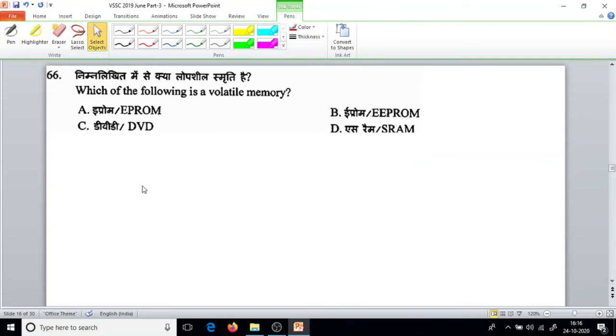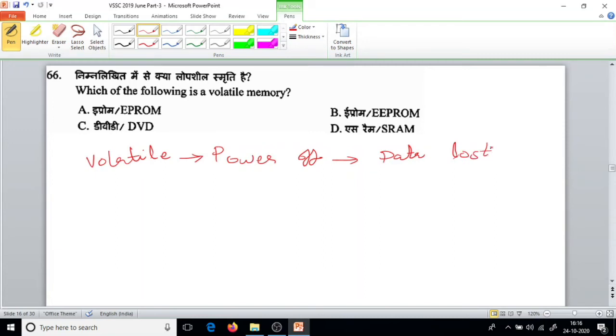Okay, next question. 66. Which of the following is a volatile memory? First of all, volatile memory means what? Volatile memory means when power is off, data is lost. Power off, data is lost. Similarly, non-volatile means even with power loss, the data is not lost.